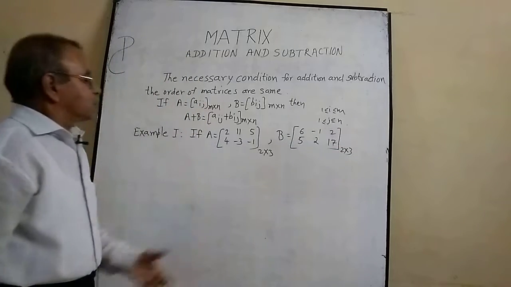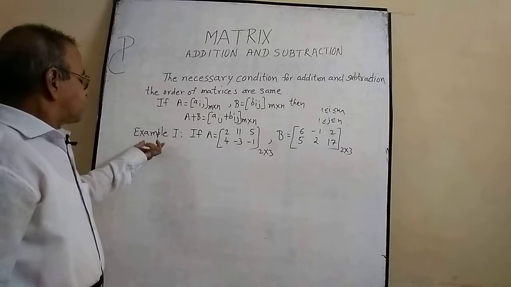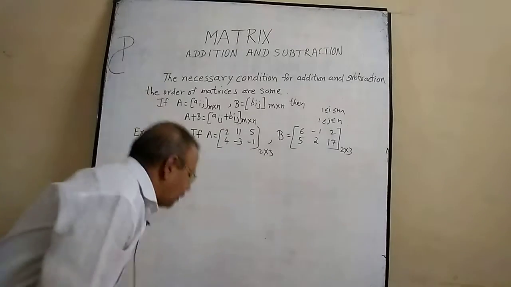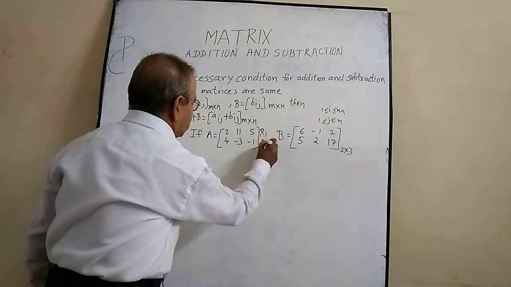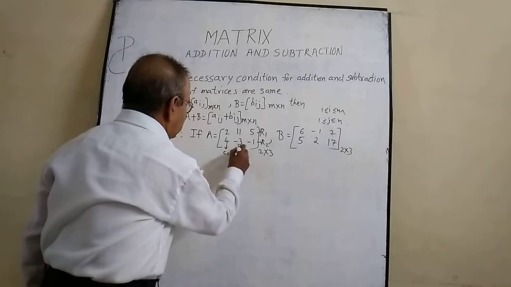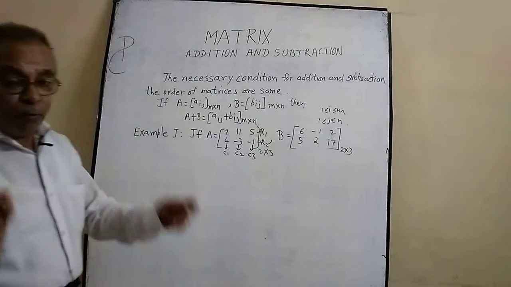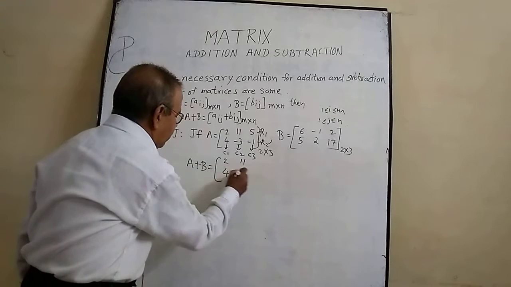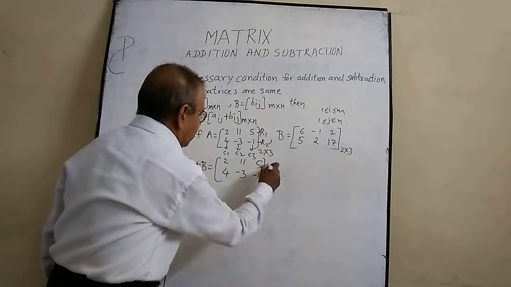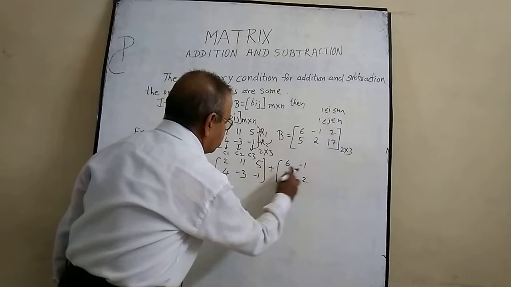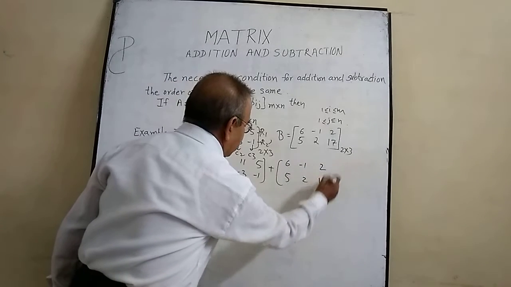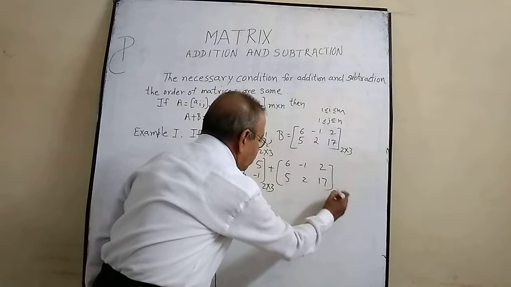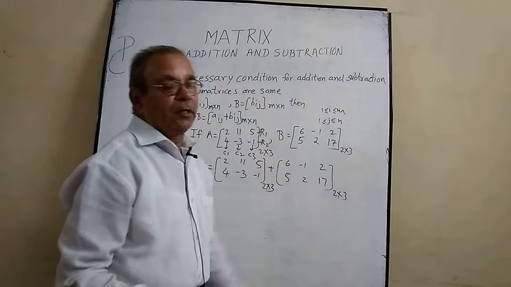How can we solve problems of addition and subtraction? Now in example 1, A is a matrix with 2 rows and 3 columns. Here we can represent the rows as R1 and R2, and the columns as C1, C2 and C3. How can we add them? This is A plus B. A plus B is equal to 2, 4, 11, minus 3, 5, minus 1 plus 6, 5, minus 1, 2 and 2, 17. Here always remember, dear friends, that they should be of the same order, and the order is always mentioned in matrices.